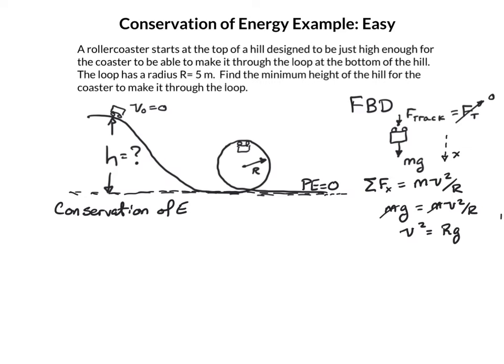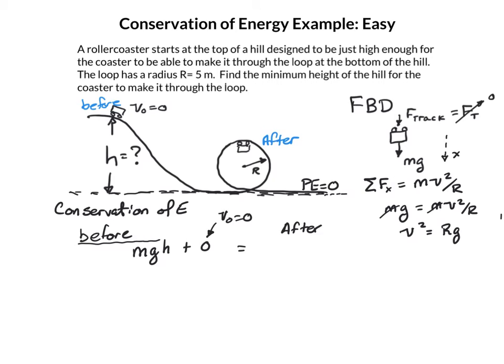So for my before and after, I'll label this section here before, and this section over here is after. I don't think I have to worry about the bottom of the loop and do it in 2 steps. I can do it in 1 step. In my before energy, I've got mgh plus 0, since v naught equals 0. So no energy from the motion of the cart when I start. And that's going to be equal to the after. I'll put a little line here to separate them.